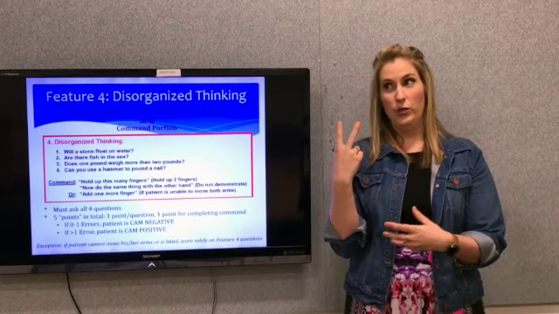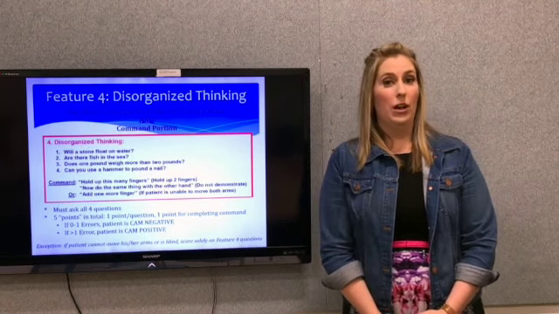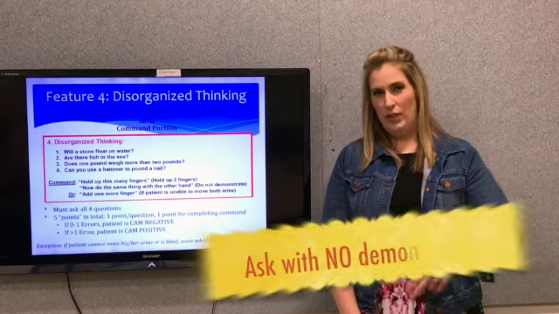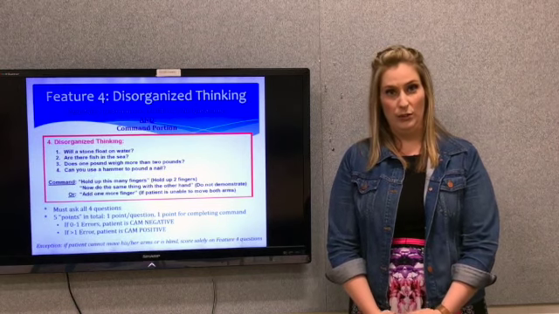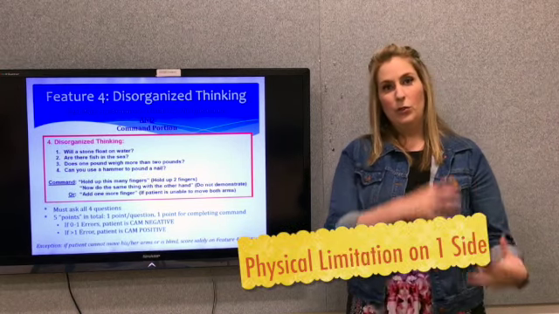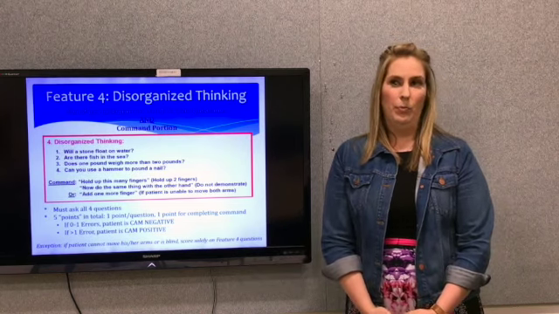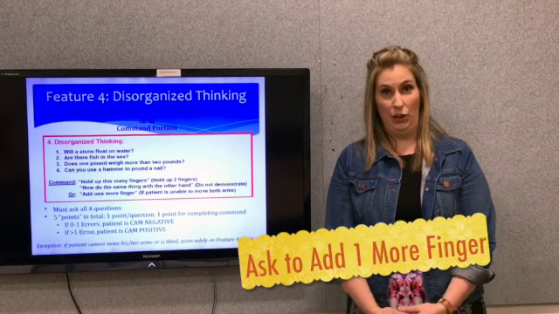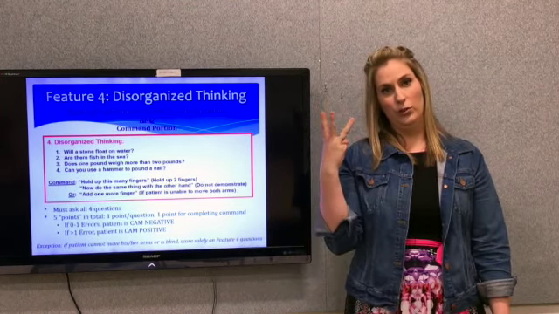You should watch them do that, and if they do that, then say, now do the same thing with the other hand, and then they should demonstrate that. Again, you shouldn't demonstrate that to them. You should let them just do that using your verbal command. If they have a physical limitation on one side, instead of saying, now do the same thing on the other hand, you can ask them to add 1 more finger to it. So they'll go from 2 fingers to 3 fingers.